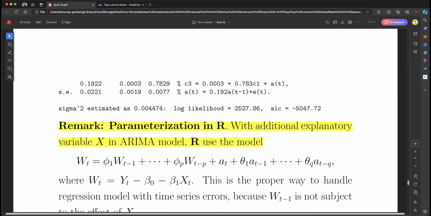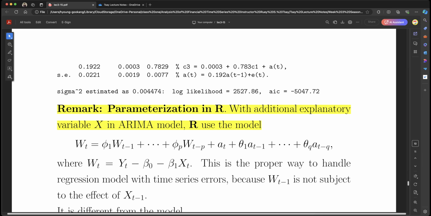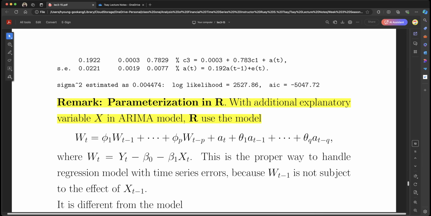Now a remark on parameterization in R with an additional exogenous variable x in the regression model. In R it is different from Python; R is a bit special. When we model regression with time series errors, R uses a model like this: W_t equals phi_1 W_{t-1} plus ... plus phi_p W_{t-p} plus a_t minus theta_1 a_{t-1}, and so on, where now W_t is y_t minus beta_0 minus beta x_t. This is the way R models time series.